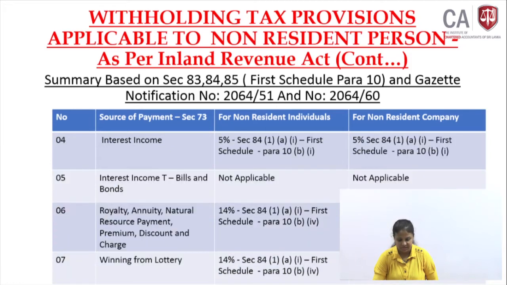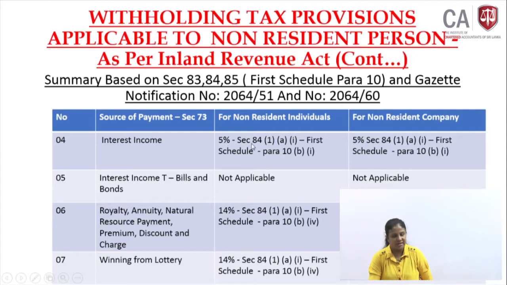Now we will go for the next source, which is interest income. Can you remember when I showed the section, first schedule paragraph 10, that discussion? You have seen that interest income is also there. The interest income, which is our source of payment, for non-resident individuals it is 5%, and for a non-resident company it is also 5%.